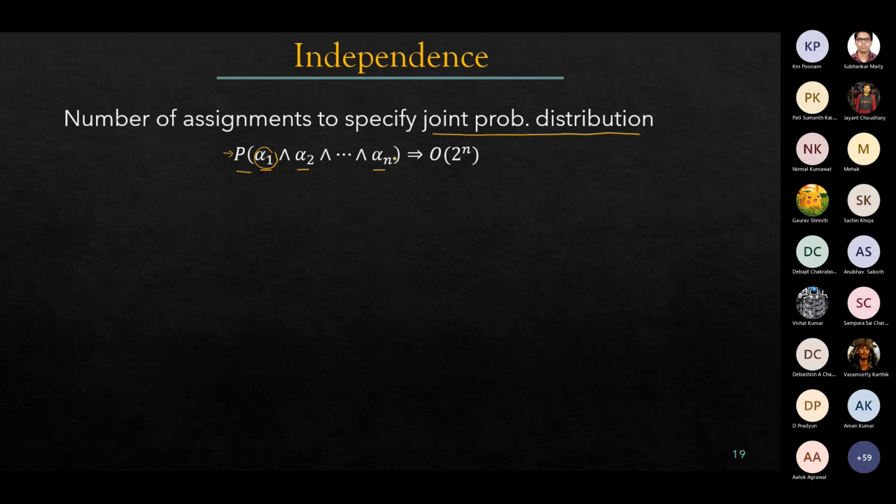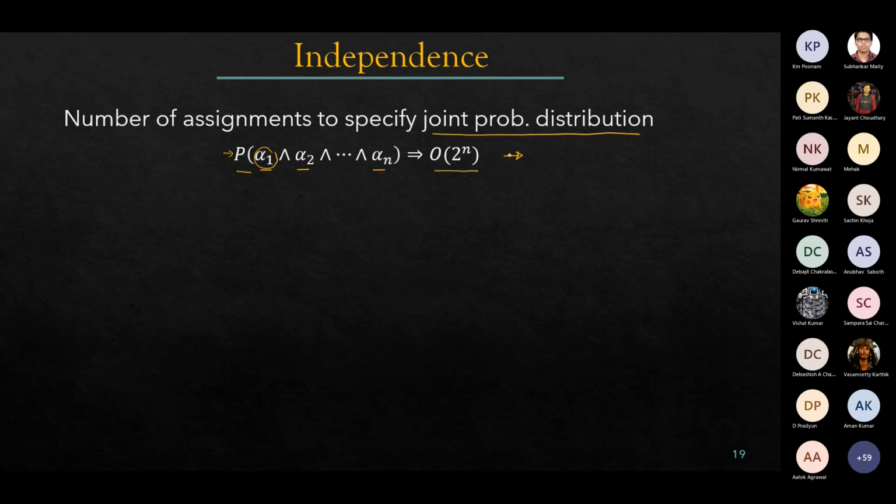Now, if you think of fully specifying this joint probability distribution, we have on the order of 2 to the power n assignments. I think you agree with me, right? And this is not really tractable if you have, say, thousands of variables. So the complexity of processing and representing this will be very high, right?